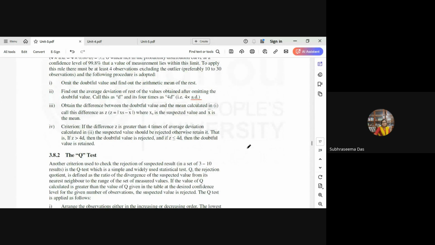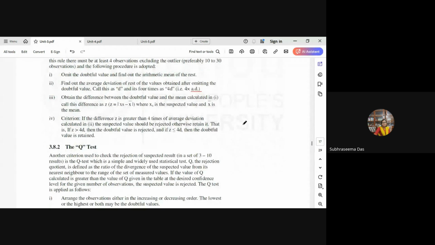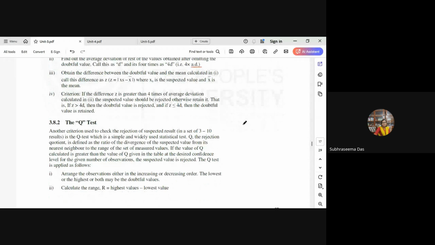If we find that the difference is greater than 4 times the average deviation, then the data is rejected, otherwise it is retained. This is how the 4D rule is used for data rejection. Then the second test is the Q test, which is used for very unwanted data.